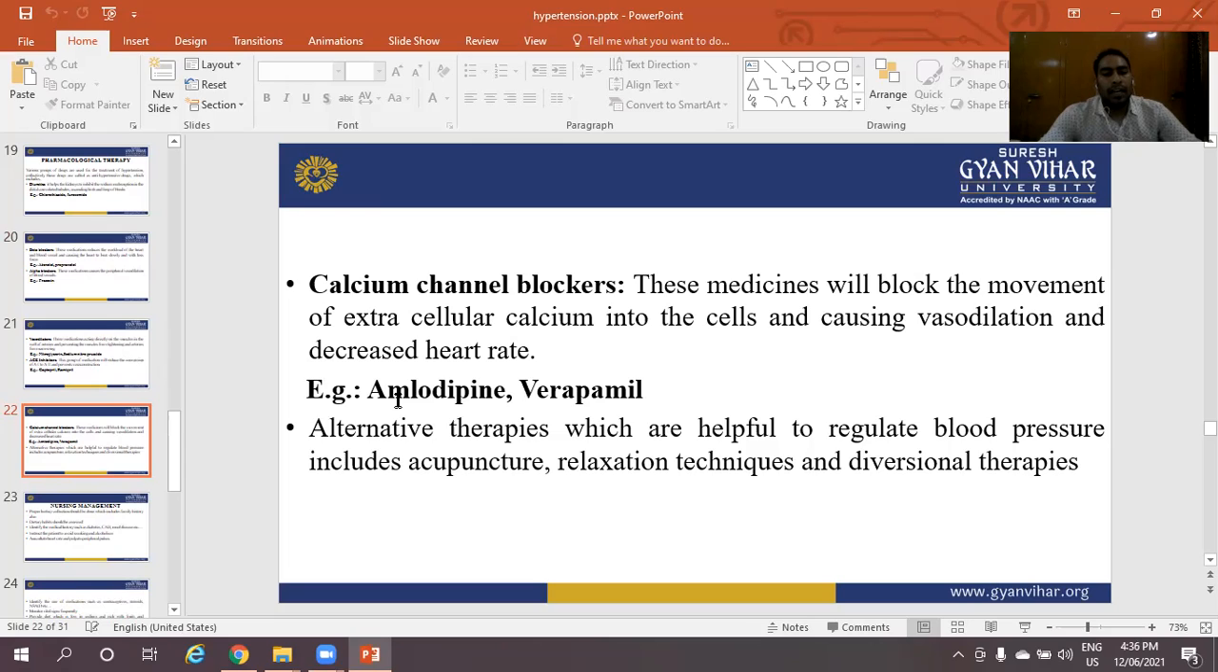Next one, alternative therapies which are helpful to regulate blood pressure include acupuncture, relaxation techniques, and diversional therapies. These are the treatments of hypertension.